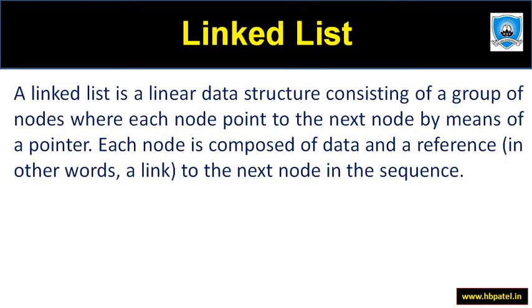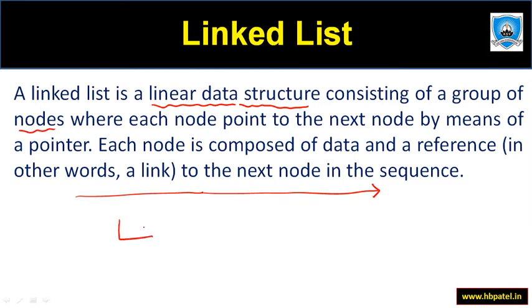So with this basic idea about why I really need the concept of a linked list, let us formally define what a linked list is. Basically it's a linear data structure like queue and stack. This is also linear, meaning it goes in a line. Linear means it has adjacent neighbors, a left neighbor or a right neighbor. So it is a linear data structure consisting of a group of nodes. What is a node? I'll tell you in a little while.